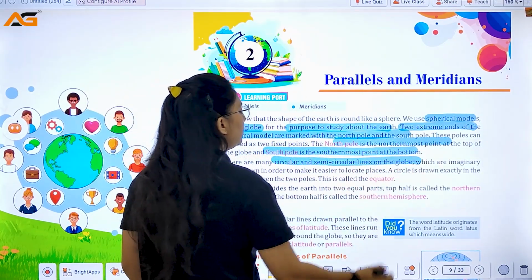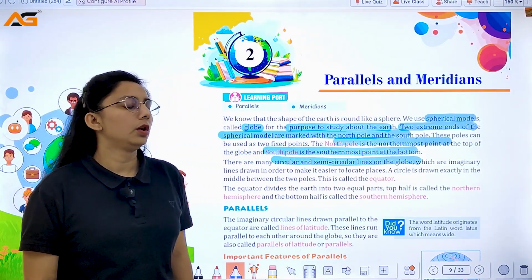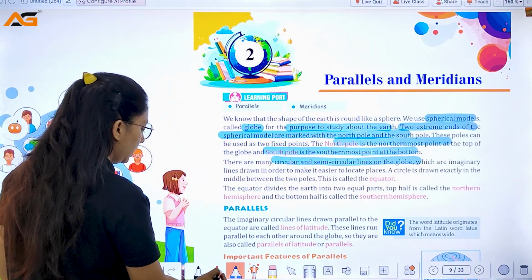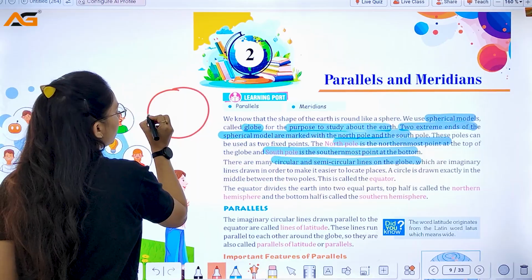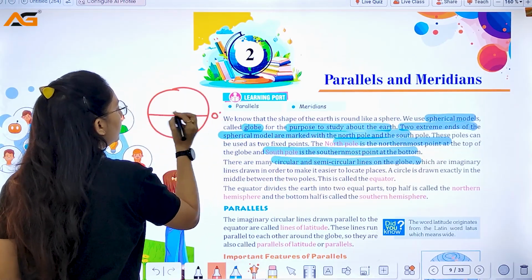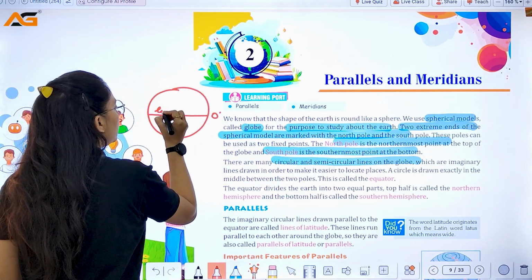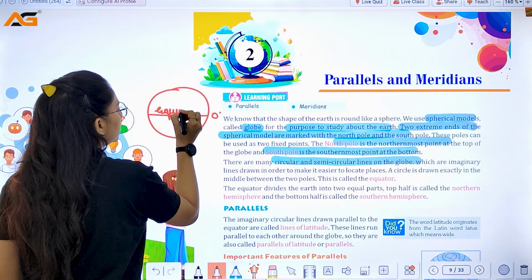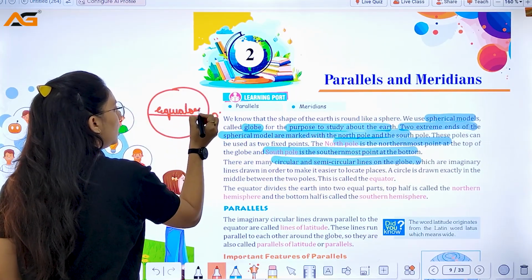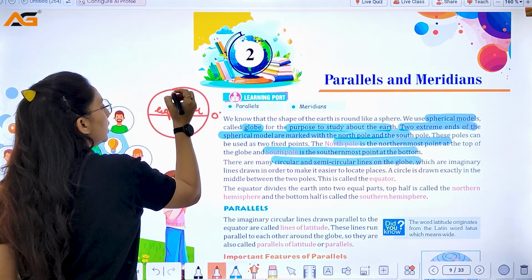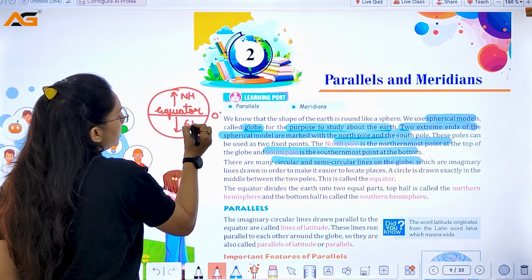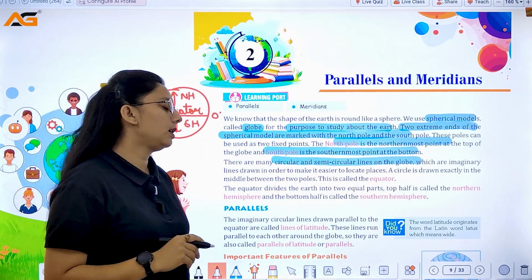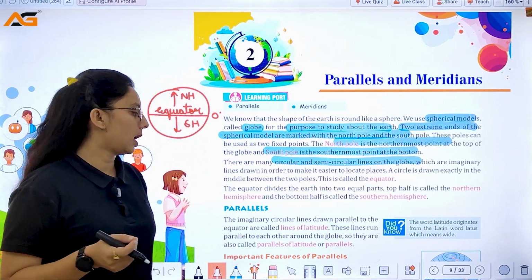And we have many circles and semicircular lines on the globe, right? So we have the equator. Let me show you here. This is your earth. We have the 0 degree equator over here. It divides the earth into two equal parts. Above the equator it is the northern hemisphere, and below the equator to the south is the southern hemisphere. ये अर्थ को दो पार्ट्स में डिवाइड करता है, southern hemisphere में और northern hemisphere में.